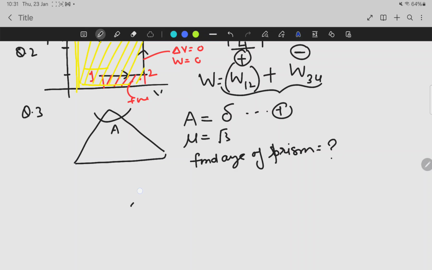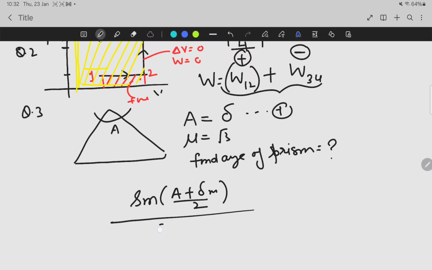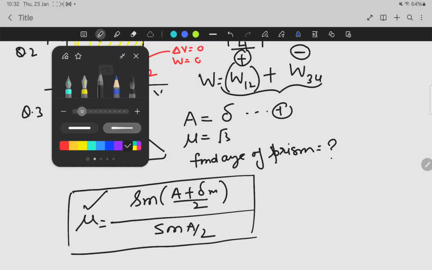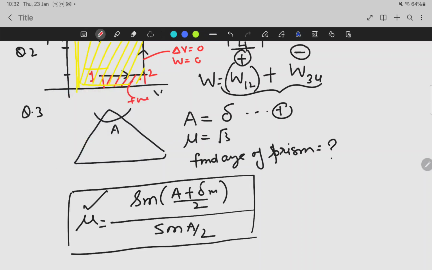Now here we can directly use sin((A plus delta m) by 2) upon sin(A by 2) is equal to mu, if you remember. With the help of this formula, mu we have been given, and A and delta m we can substitute. With the help of this relation we can get the angle of prism very easily. So let's say this is method 1.